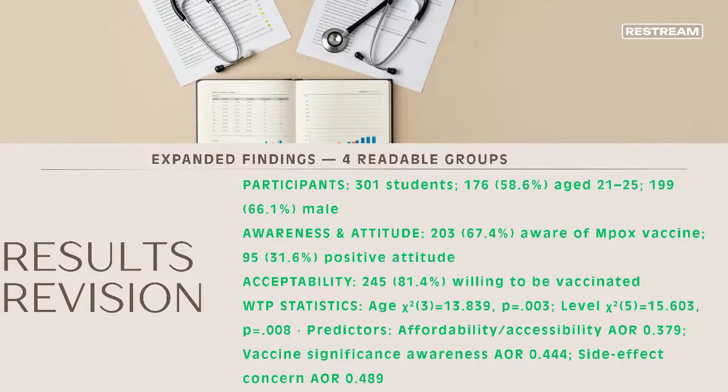So first thing we did was we added participant characteristics. We added the number of students, we added their age, and also we added gender. And then we retained the previous results as well. You can see the awareness and attitude is still here. The acceptability is still here as well.